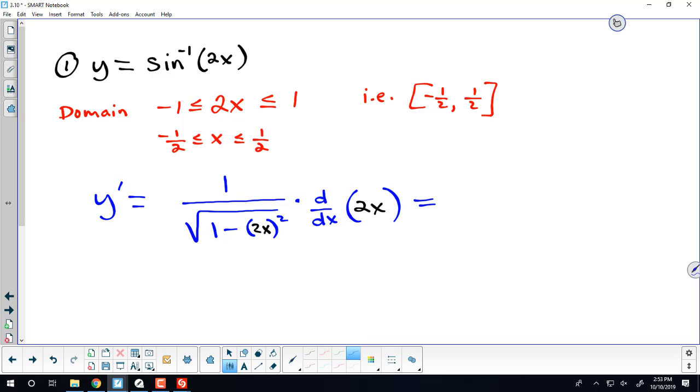Because remember, the chain rule operates on a composition of two or more functions. So what I'm really looking at in terms of the chain rule is that I have the inverse sine of u, where u is 2x. So one function is the inverse sine function, and the other one is 2x. Yeah, I think that's exactly how we're looking at these.